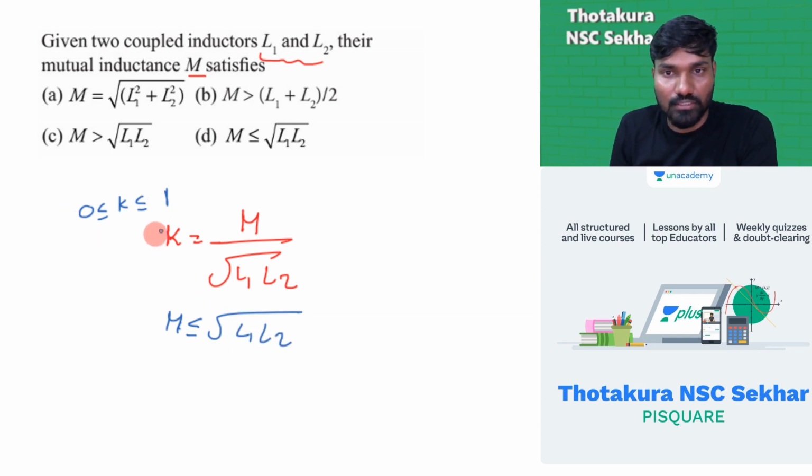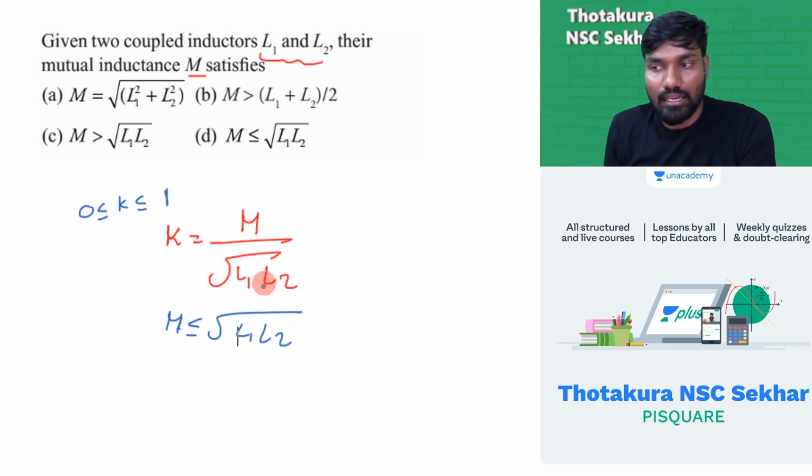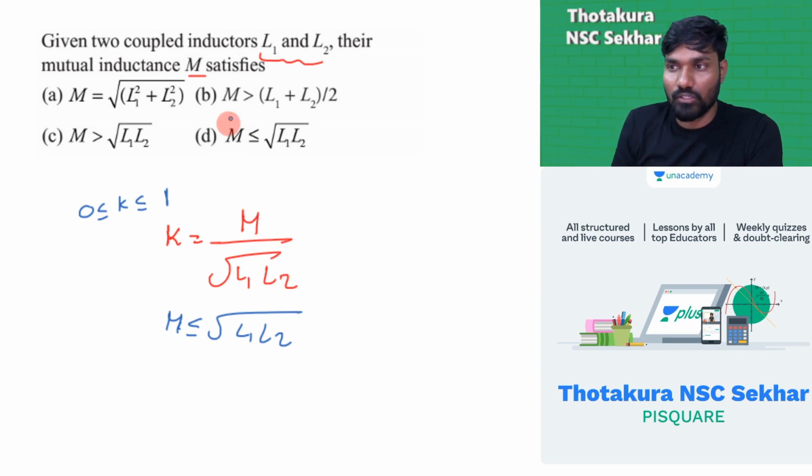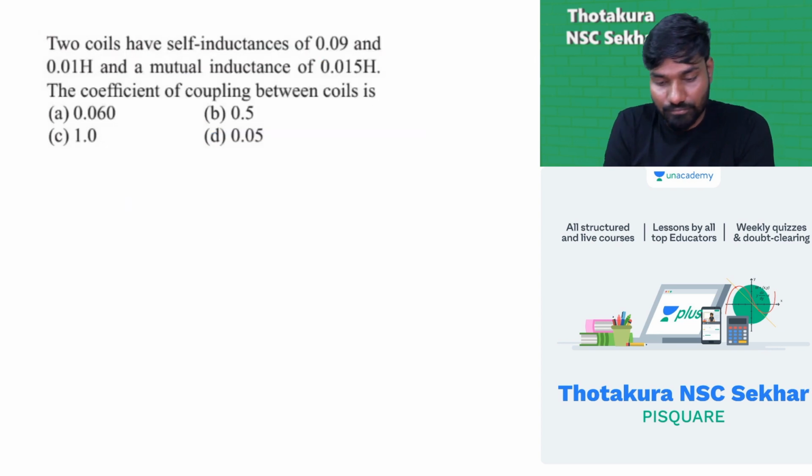This formula is very important. Remember M is equal to K root of L1 L2. Okay, answer is D. Done with it. Next question. Take this. Answer it.